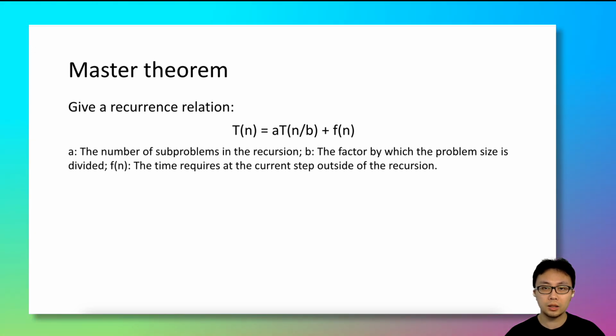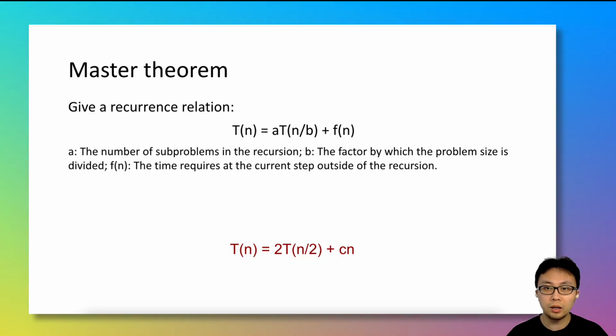Okay? Given a recurrence relation expressed as T(n) = a × T(n/b) + f(n). a × T(n/b) represents the amount of time the recursion takes. a represents the number of subproblems, and b represents how the problem size is divided at the current step. f(n) is a term representing the amount of time required to perform the work at the current step outside of the recursion.